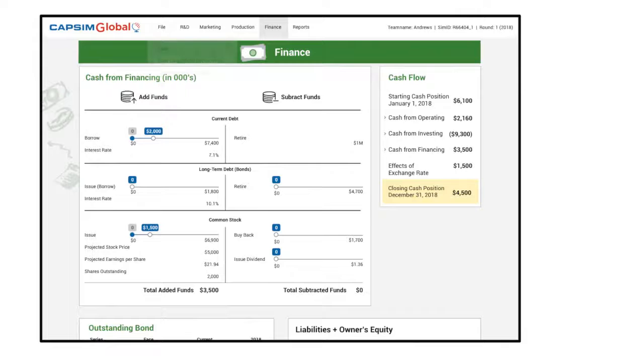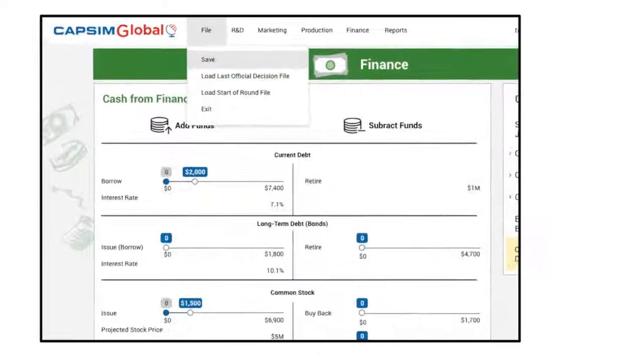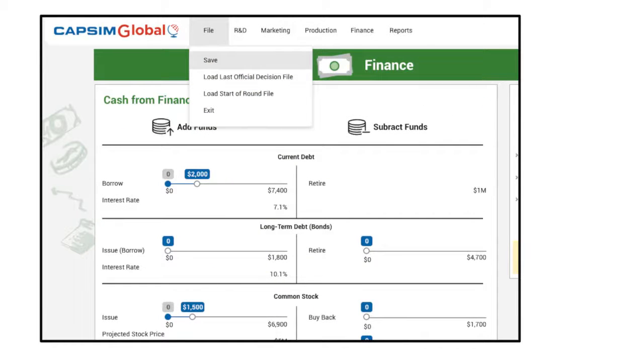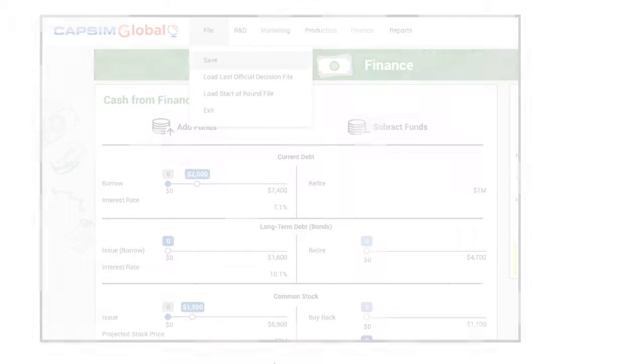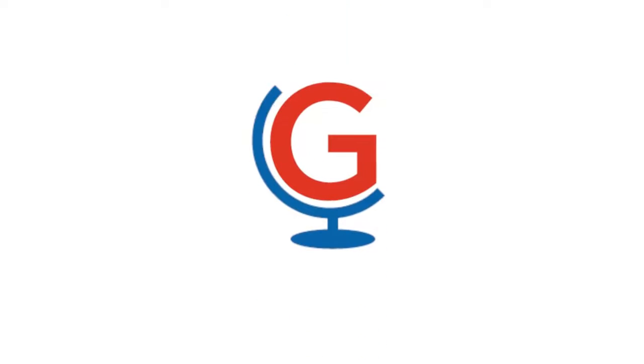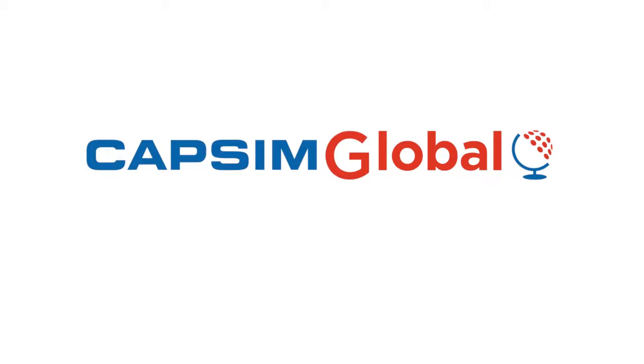When you are satisfied with your decisions, make sure to hit save. Users can re-enter to update further or advance to the next round. Now that you've got the basics, it's time to start developing your strategy. Check out the Capsim Global User Guide for more information. Good luck.